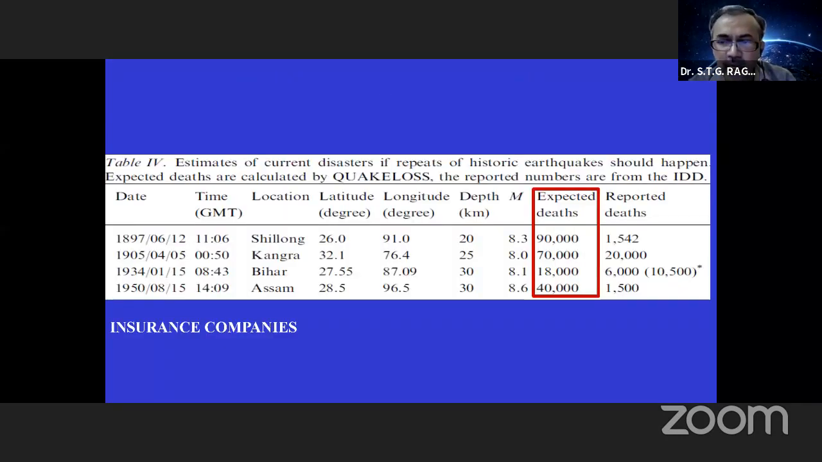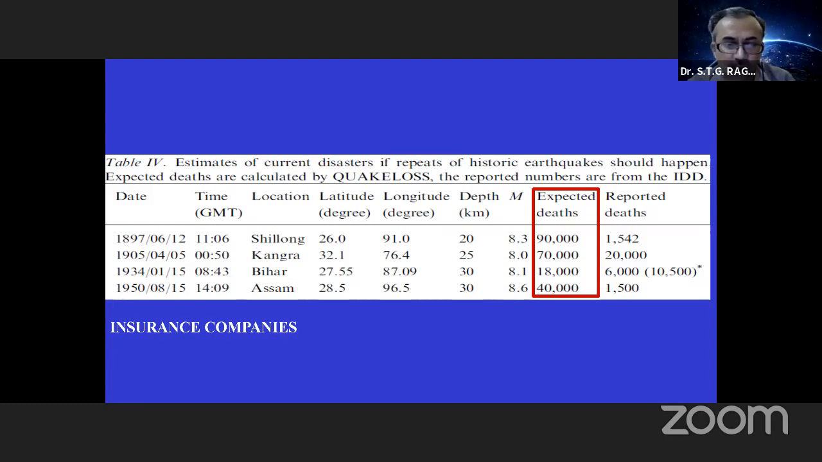Here I'm showing you the deaths. Generally the insurance companies calculate these, because they are more worried about the deaths, as the premiums and other things depend on them. These insurance companies have calculated, for example, that in 1897 there was one great earthquake in Assam.